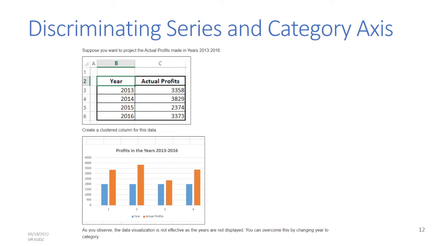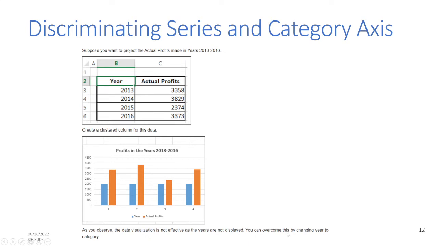Discriminating series and category axis. Suppose you want to project the actual profits made in years 2013 to 2016. So if you create a clustered column for this data, we have the following. We have this for year and this for the actual profits. As you observe, the data visualization is not effective as the years are not displayed.